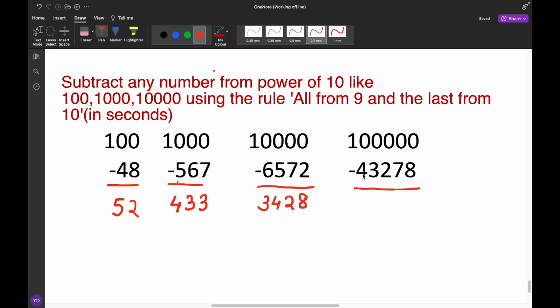Next question. 9 minus 4 is 5, 9 minus 3 is 6, 9 minus 2 is 7, 9 minus 7 is 2, and 10 minus 8 is 2. So the answer is 56722.